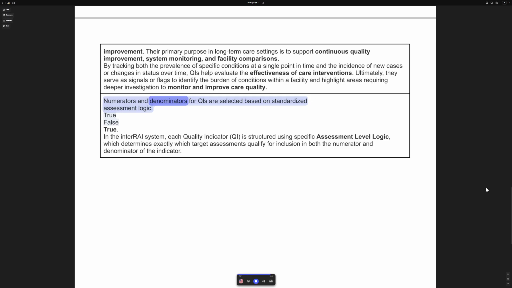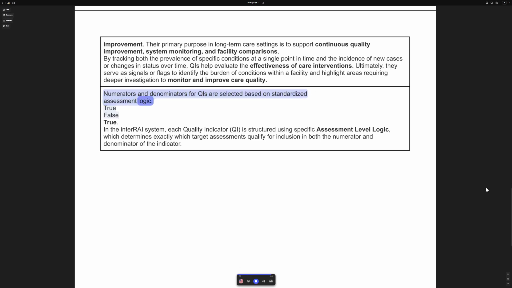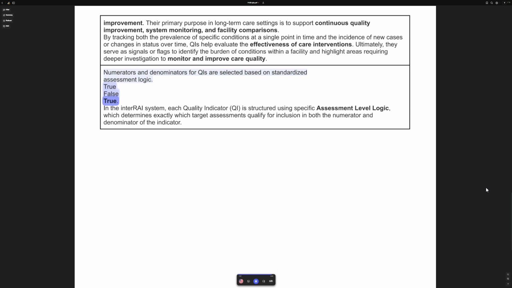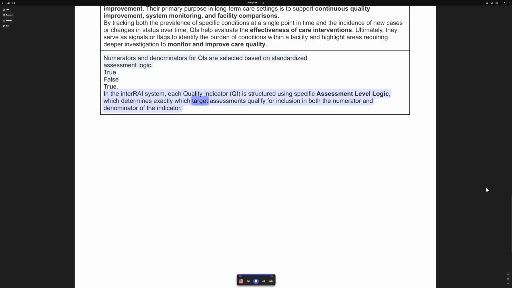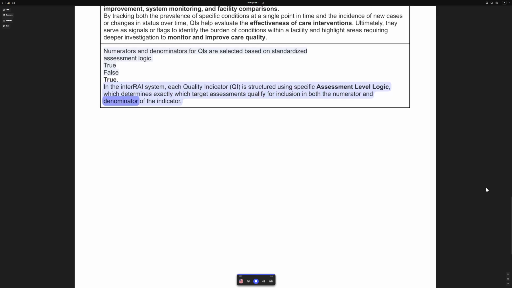Numerators and denominators for QIs are selected based on standardized assessment logic. True or false? True. In the interRAI system, each quality indicator, QI, is structured using specific assessment level logic, which determines exactly which target assessments qualify for inclusion in both the numerator and denominator of the indicator.